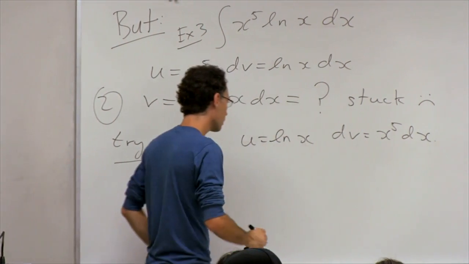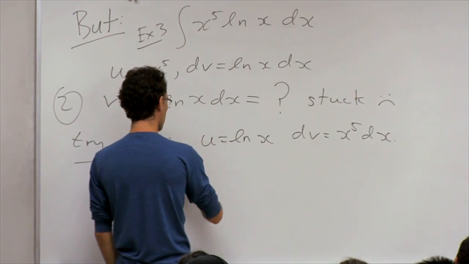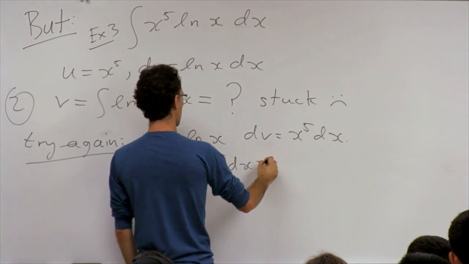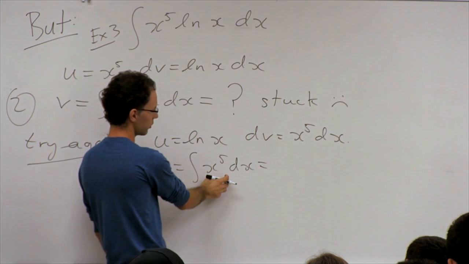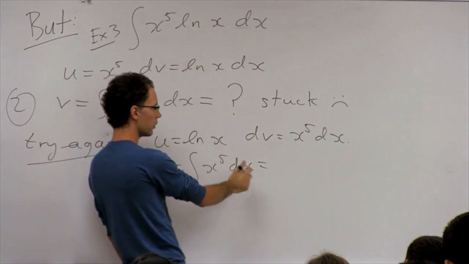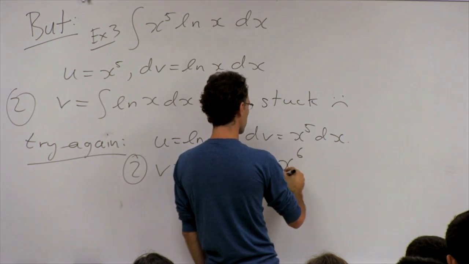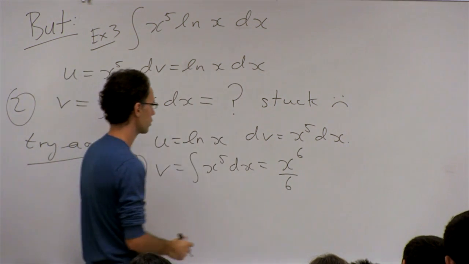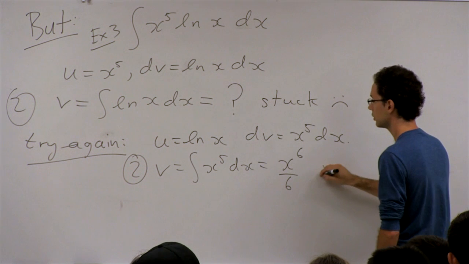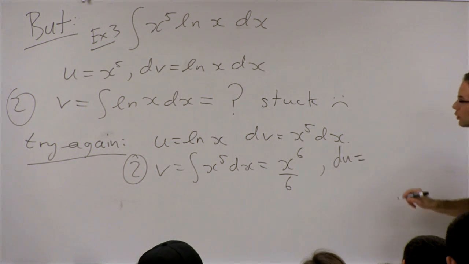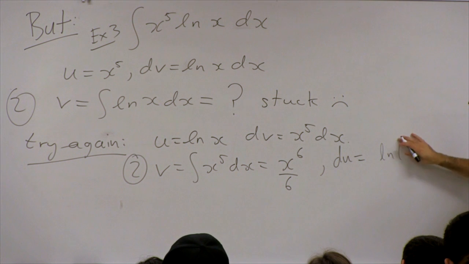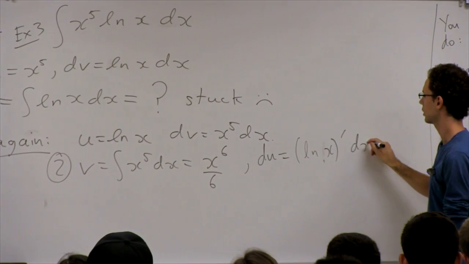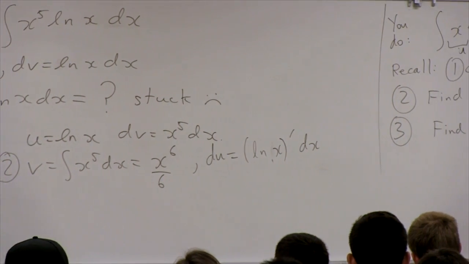we calculate v. So in particular, in step 2, v is the integral of x to the fifth dx. And you might remember, this is a quite simple integral. You just add 1 to the power of x and divide by the power. So it's x to the 6 over 6. I'll choose the constant to be 0. And du is now the derivative of natural log of x times the differential dx.